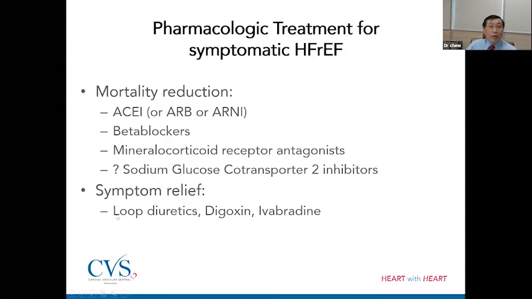And for symptom relief, diuretics like furosemide can be used, but if the patient has no volume overload, these medications are not that important. Digoxin and ivabradine can be used in patients for relief of symptoms to reduce hospitalizations, ivabradine in patients where the heart rate is above 70 and they are still in sinus rhythm.